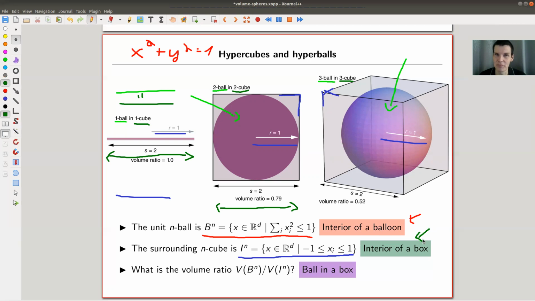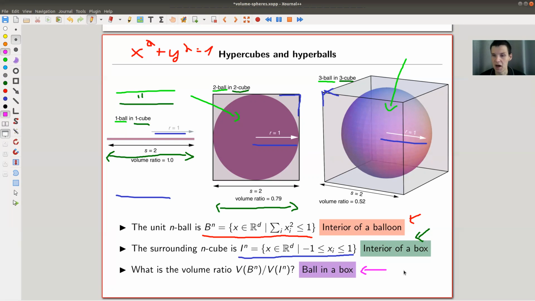volume, but still I want to put a sphere inside as in the picture, or a ball inside as in the picture. And the question that comes up is here, so what is actually the ratio of the volumes? So how much space is filled in my box if I put a ball inside, right? I have a box, I put a perfectly fitting ball inside. How much space does my ball fill in the box?